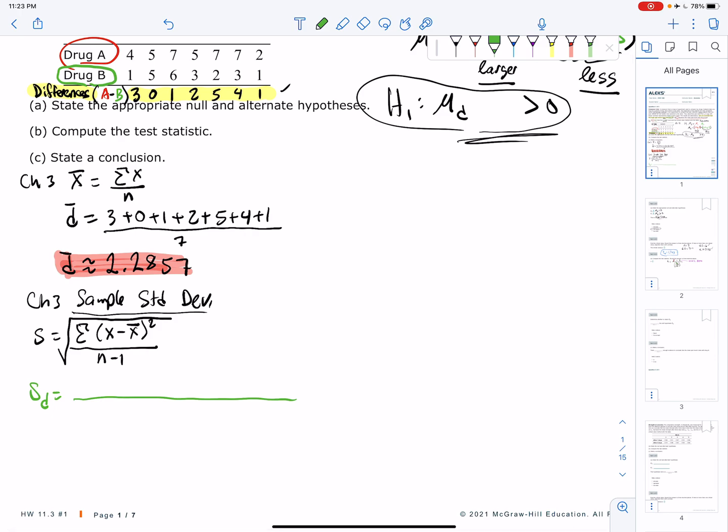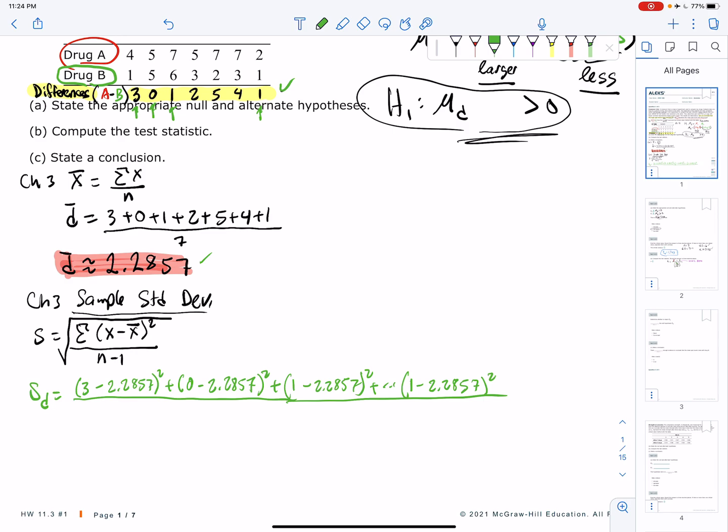Once again, we're taking a look at our data points right here. Here's our first data point, 3. And then you subtract your d-bar. So it's going to be 3 minus, and you can see there it is, 2.2857. Then you take the difference and square it, and go for the next one, 0. Then you take 0 minus d-bar, 2.2857, square that, and then go for the next piece of data, 1. 1 minus 2.2857, square it. You're going to do that all the way out to the last data point, which is 1 minus 2.2857, square that.